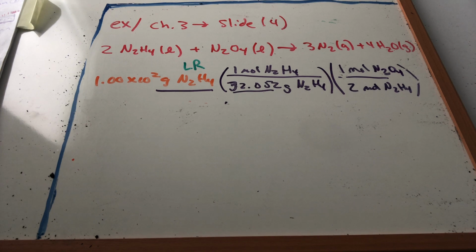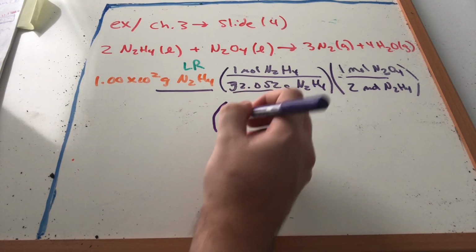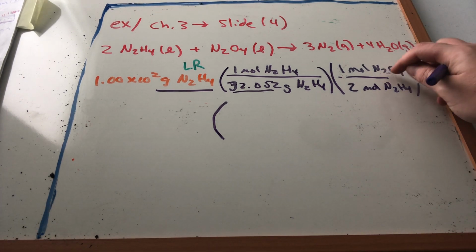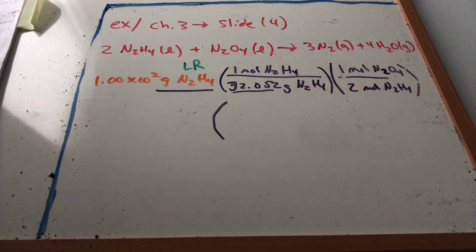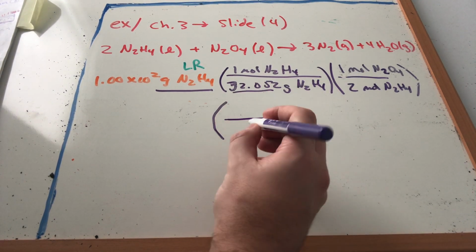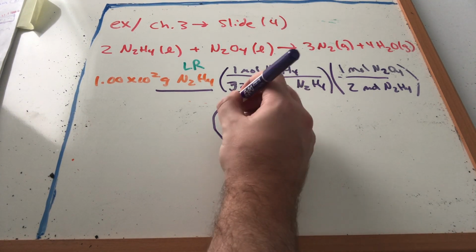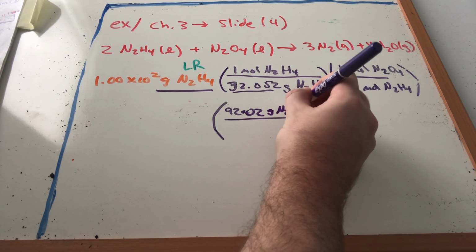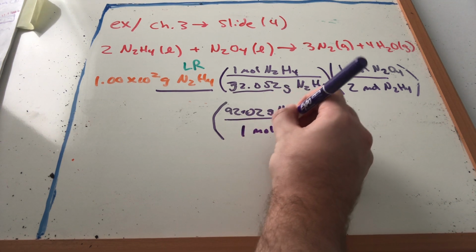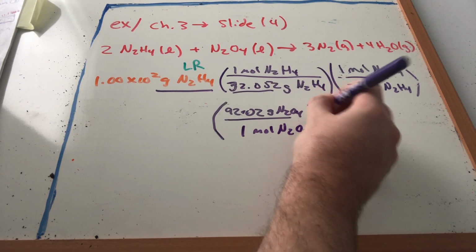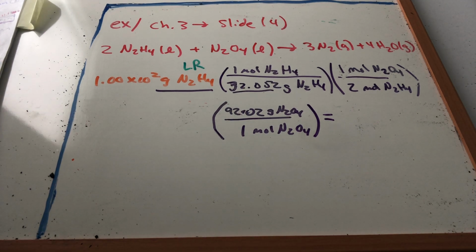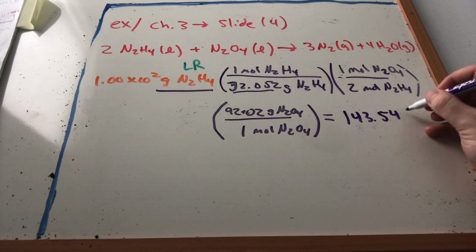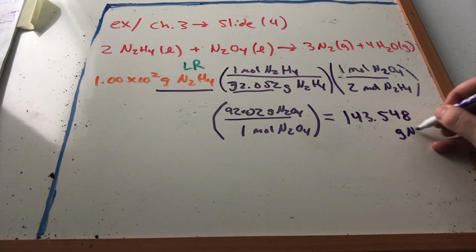Just like we did with sandwiches. Now I'm going to go all the way to grams because what I asked you verbally for was the mass of excess reactant. So I know I can use the molar mass that I already calculated above. And we have 92.02 grams of N2O4 for every 1 mole of N2O4. And I plug this in my calculator. What I get is 143.548 grams of N2O4.